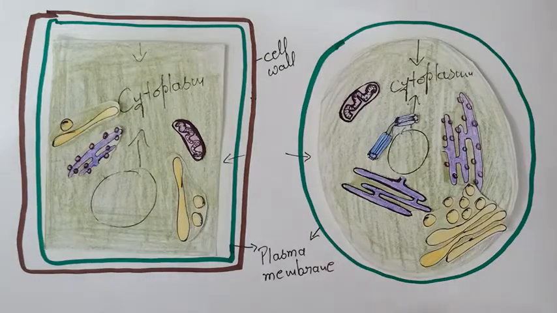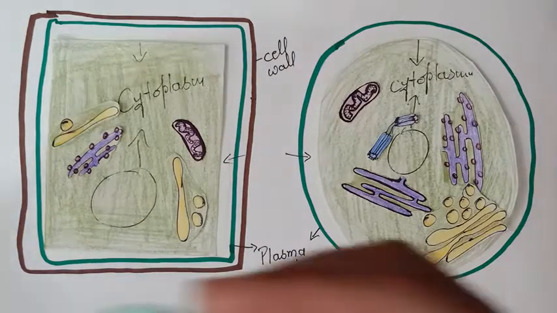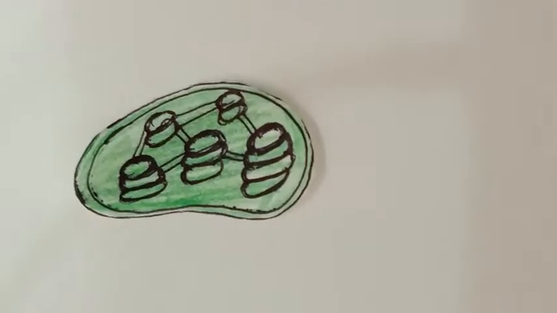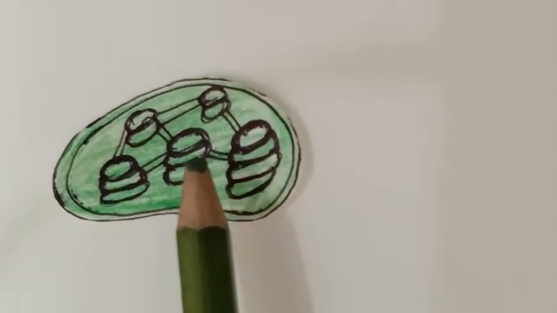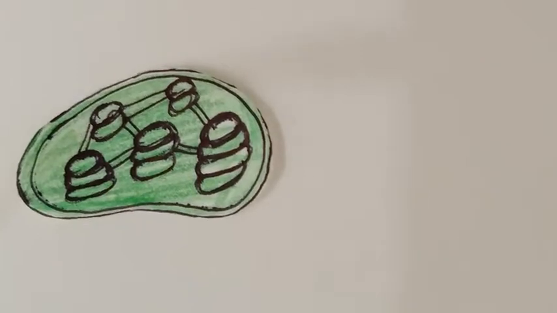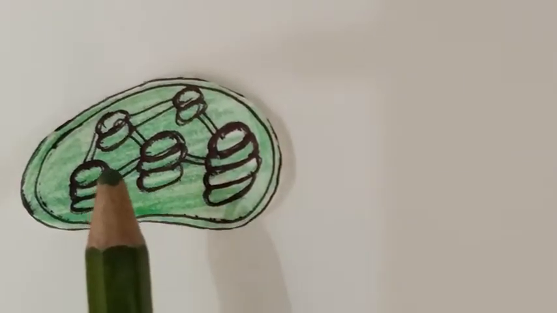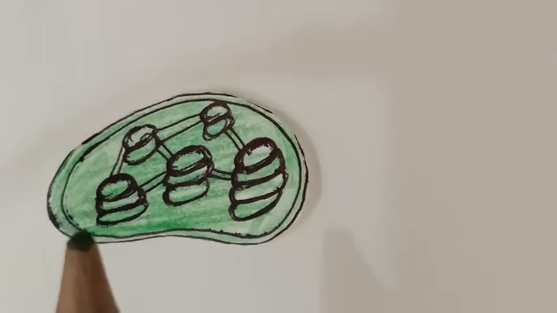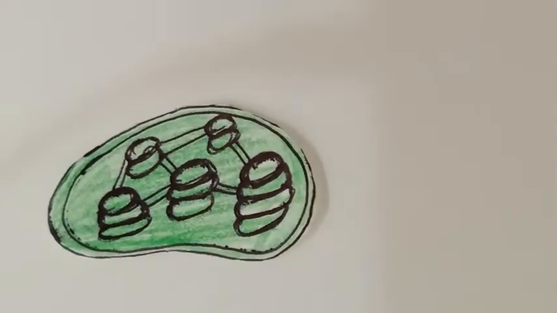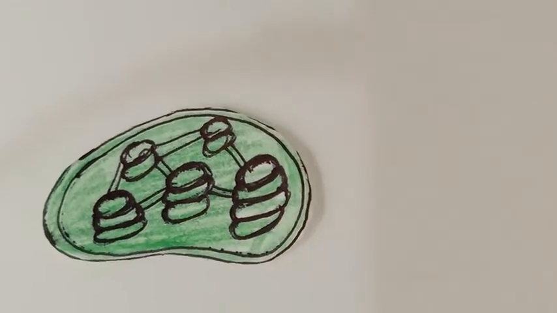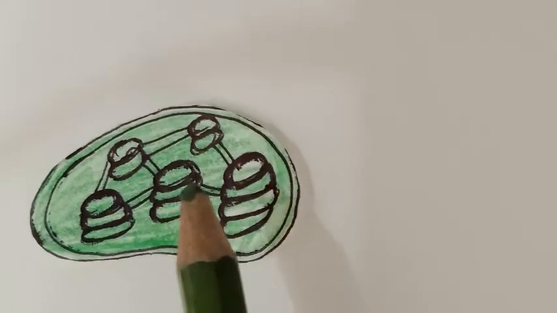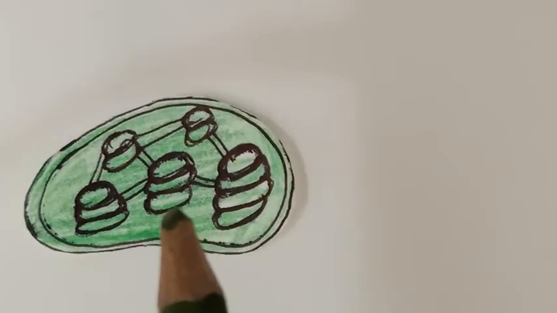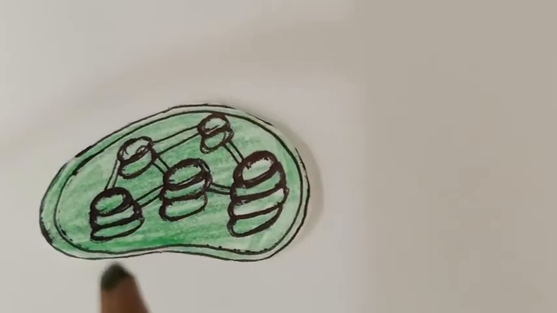Okay, now next is plastids. So plastids are only present in plant cell and absent in animal cell, and just because of these plastids, plants appear green in color. Okay, I know you know one of the plastids, that is chloroplast, and due to the presence of chloroplast, plants appear green in color.